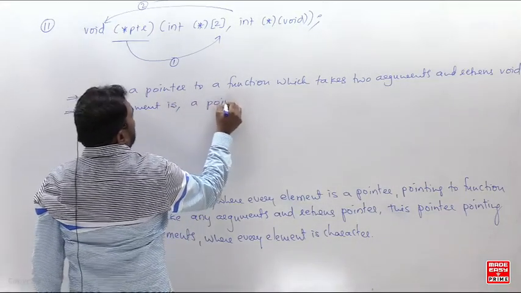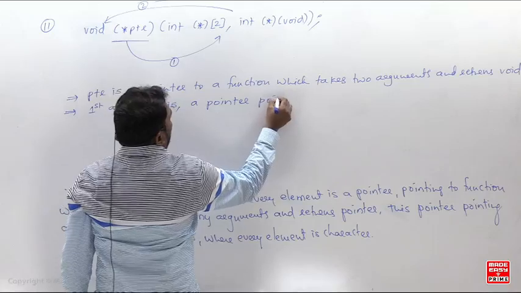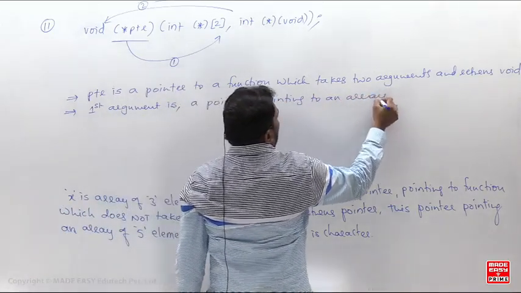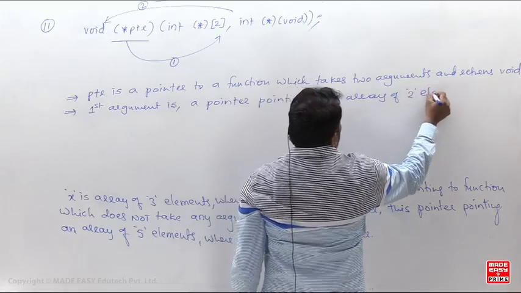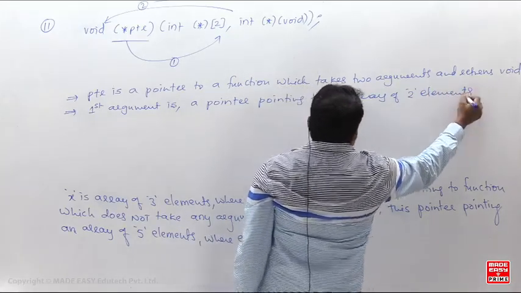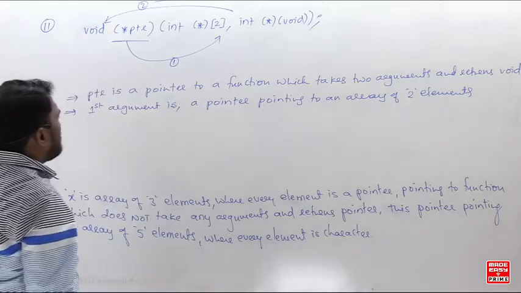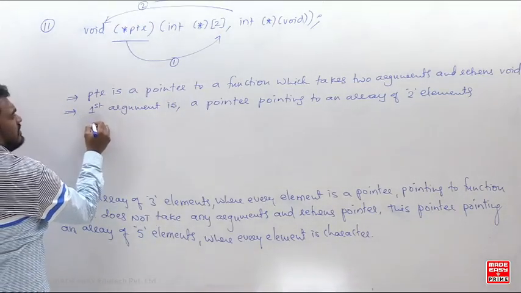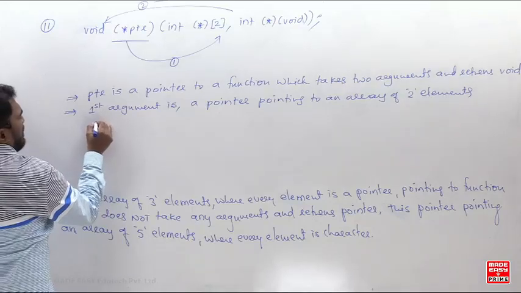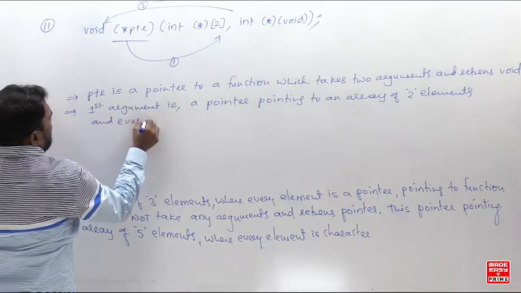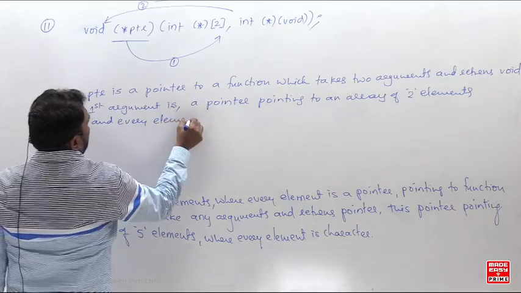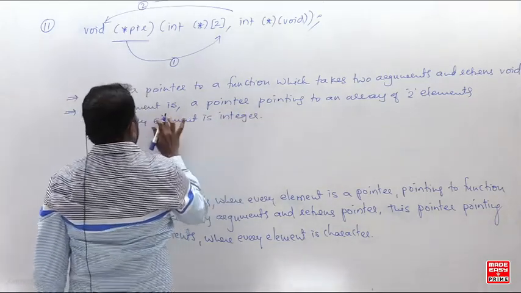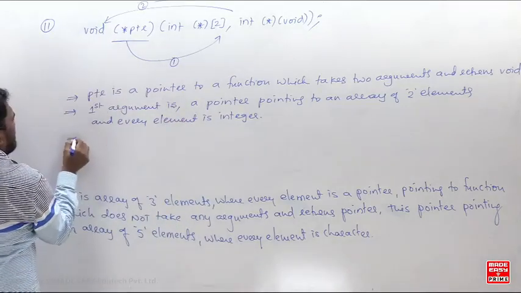First argument is what? A pointer pointing to an array of two elements. Array of two elements, and every element is an integer. Every element is integer.